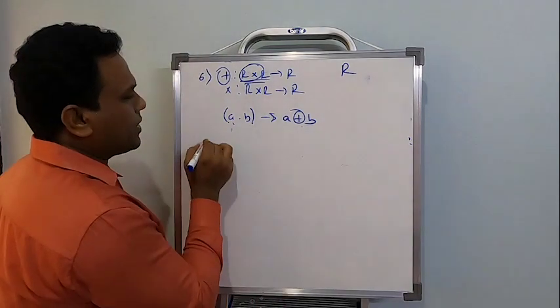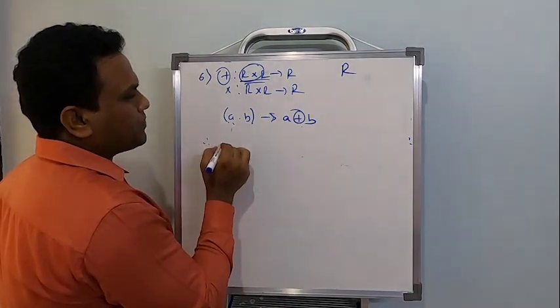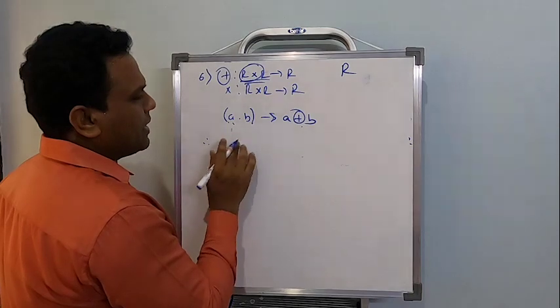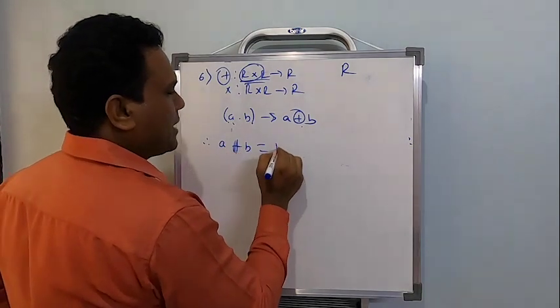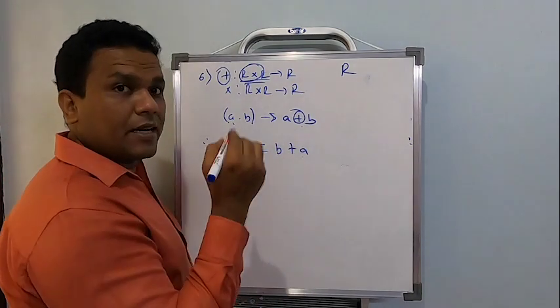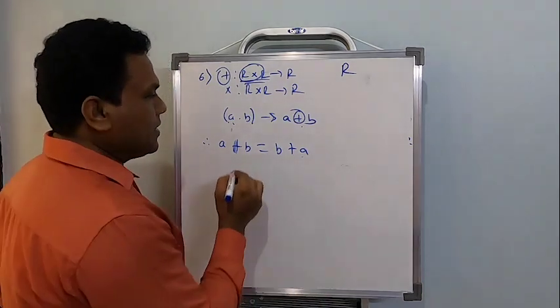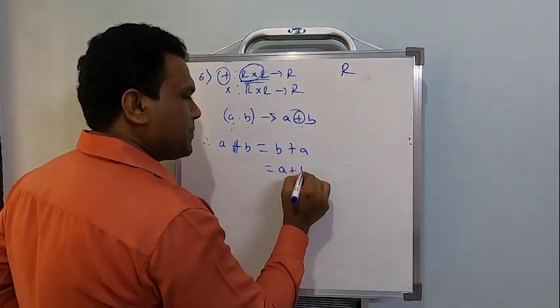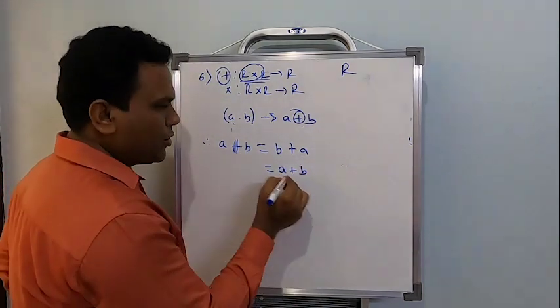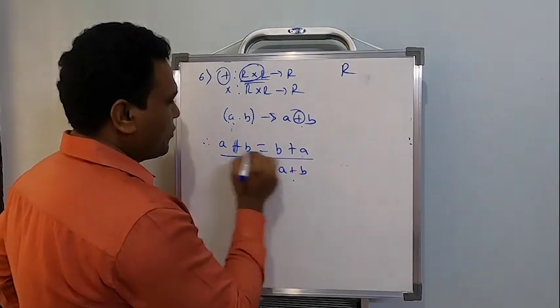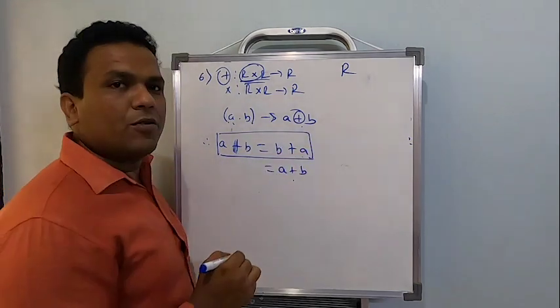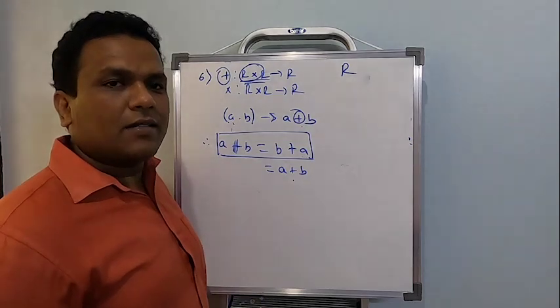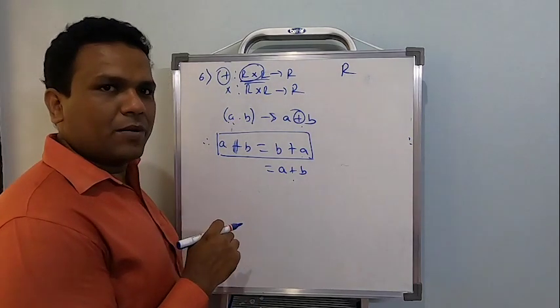Now for all A and B, first let me take A plus B and next B plus A. I am applying the commutative property under addition. Can I write B plus A as A plus B only? It doesn't matter, both are going to be the same. So therefore it's possible to write A plus B equal to B plus A. Hence addition is commutative.